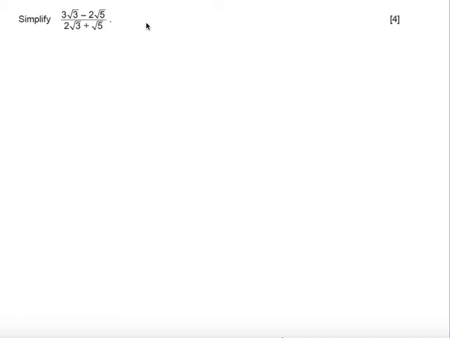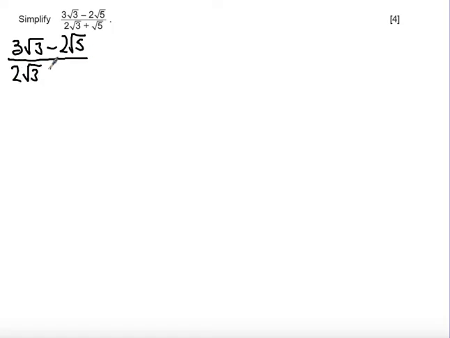In this question we're asked to simplify 3 root 3 minus 2 root 5 all over 2 root 3 plus root 5. So in this question, to simplify this fraction containing surds, what we need to do is rationalise it.